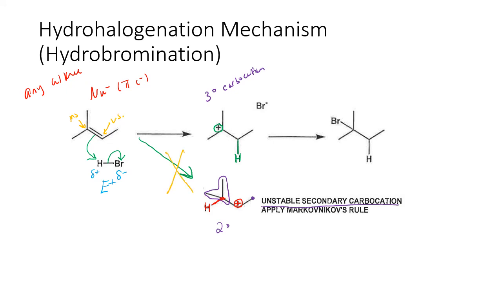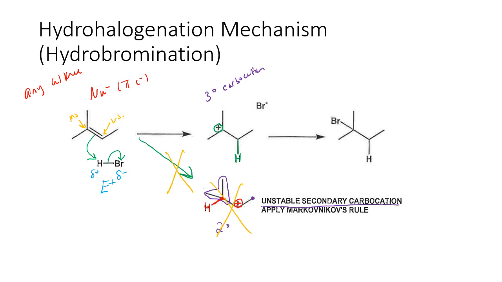You don't even have to show the formation of this secondary carbocation, but that was just to walk you through the analysis of why we do not end up with hydrogen on the most substituted side. It's because that carbocation is less stable than the tertiary carbocation. So the mechanism goes through the tertiary carbocation intermediate. So that's the first step, is forming that carbocation.